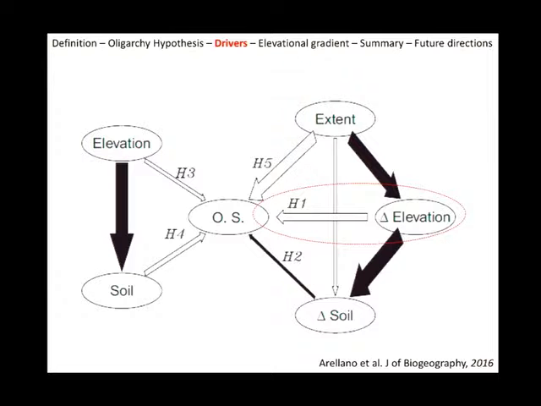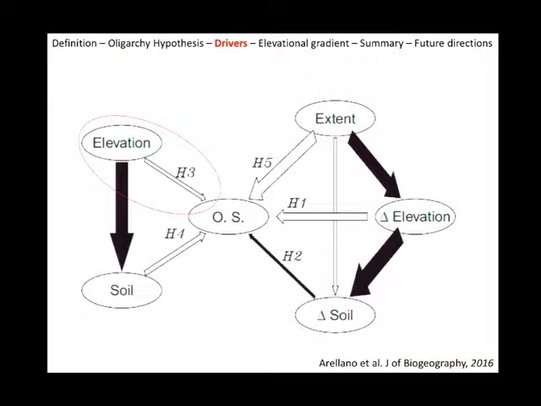In general, this right side of the model is in agreement with our prior expectations. Large heterogeneous areas have weaker oligarchic patterns. The left side of the model is in disagreement with our prior expectations. We found a weaker oligarchic pattern, a slightly weaker oligarchic pattern at higher elevations.